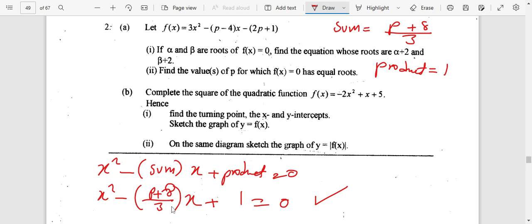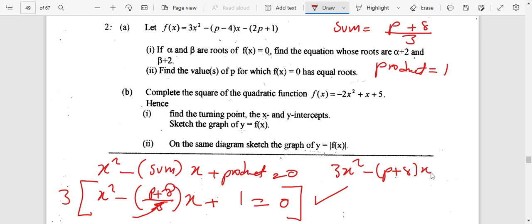If you want to simplify it yourself, you can say, okay, since I can see a 3 in the denominator here, I'm going to multiply the whole equation by 3, just to remove that 3 in the denominator. So 3 times x squared will be 3x squared. If I multiply the 3 with this 3 in the denominator, it will cancel, so I just remain with negative p plus 8 times x. And then 3 times the 1 is going to give us positive 3, and that is equal to 0. Or you can leave it here, it is also fine. Are we okay?